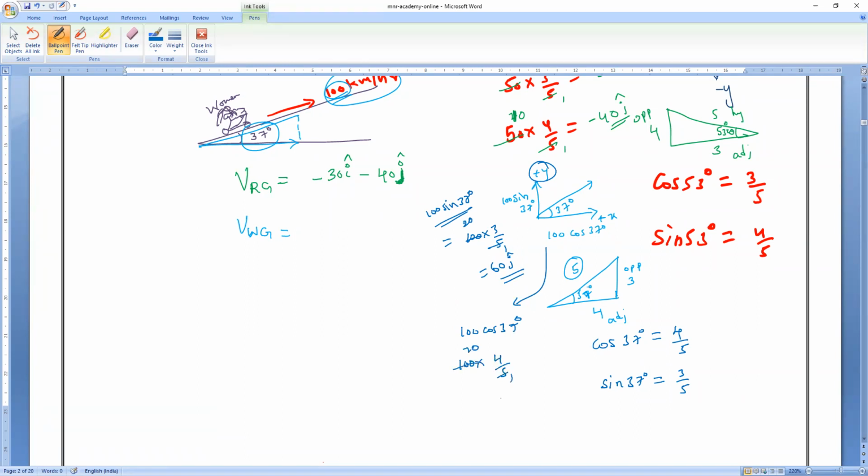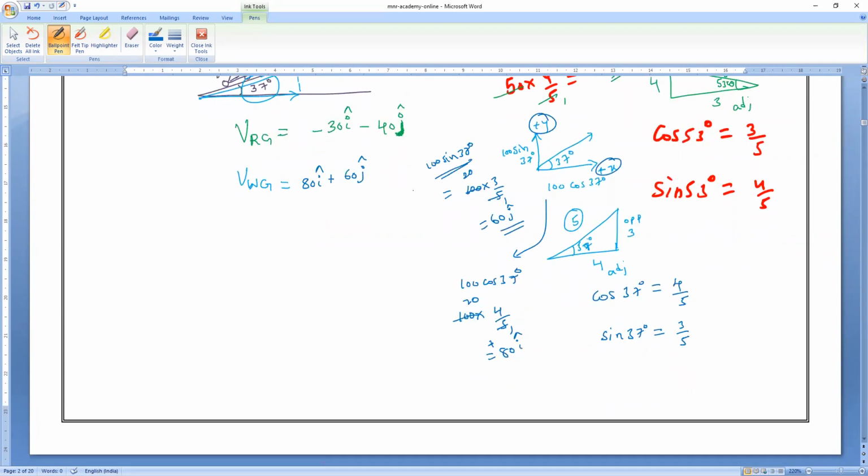5 ones are 5, 20s are 80 cap. But it is 80 I cap also. Plus x, what will happen? I cap. So what is the resultant? That is the velocity of the woman with respect to ground: 80 I cap plus 60 J cap. Clear? All of you understood?